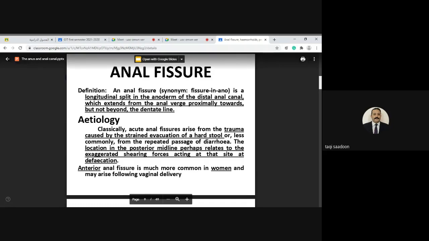The normal function of the rectum is absorption of water and electrolytes, making the feces harder. And once there is straining at evacuation and defecation, this causes trauma, and the location is usually in the posterior midline.